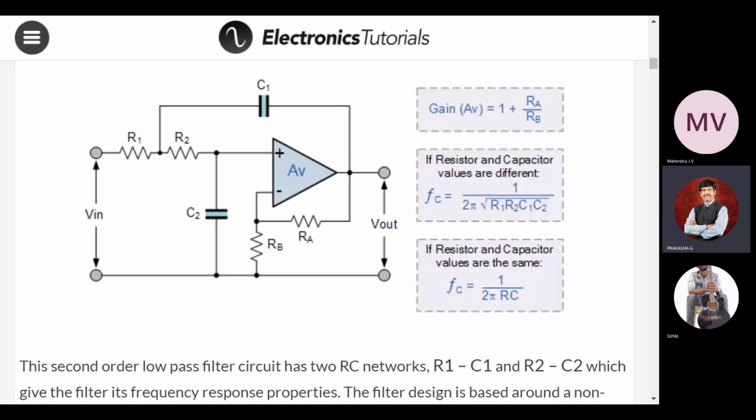Now I can write the inverting terminal, non-inverting terminal, R1, R2, C1, C2, and this is your Vin, and this is your V1. Simple. This is what is being given in the textbook. Either you can refer to the textbook or you can refer online. Both are the same.